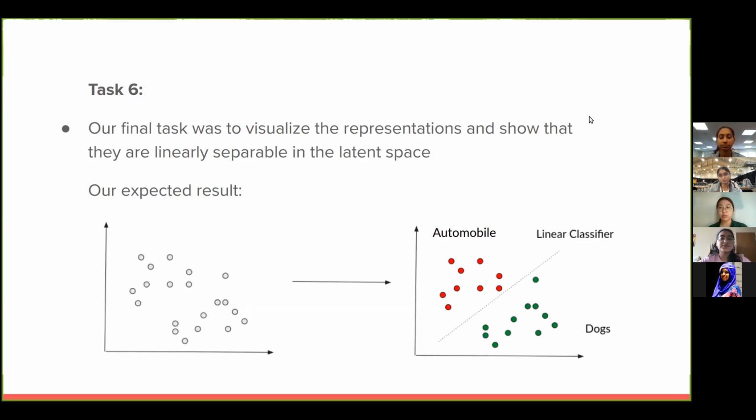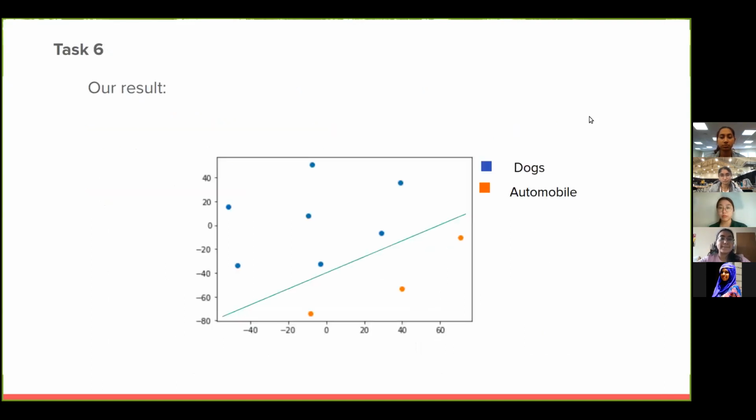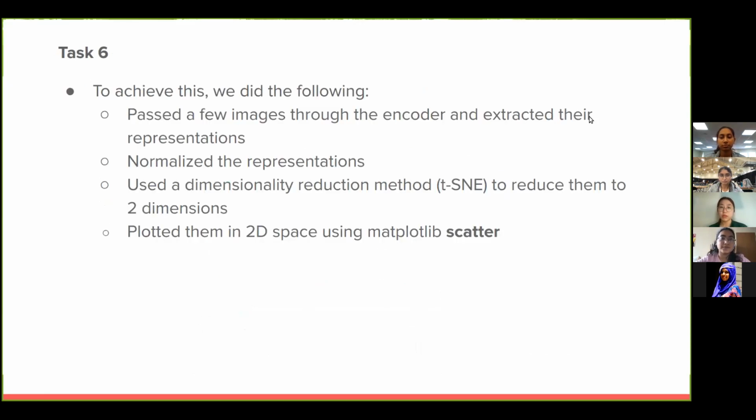Our final task was to visualize the representations and show that they are linearly separable in the latent space. As you can see from our result, we found that they are linearly separable. To achieve this, we passed a few images through the encoder and extracted their representations. We then normalized the representations and used a dimensionality reduction method to reduce them from 2048 dimensions to 2 dimensions. After that, we plotted them in 2D space using matplotlib scatter.